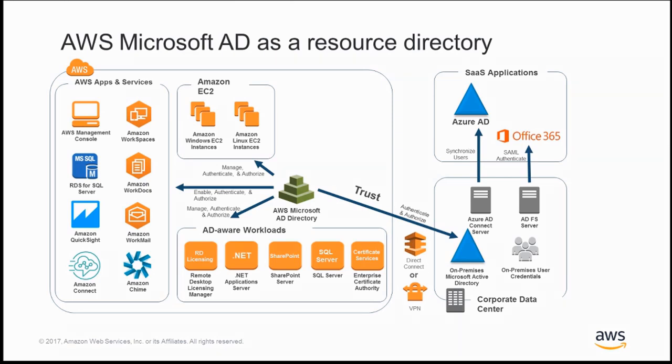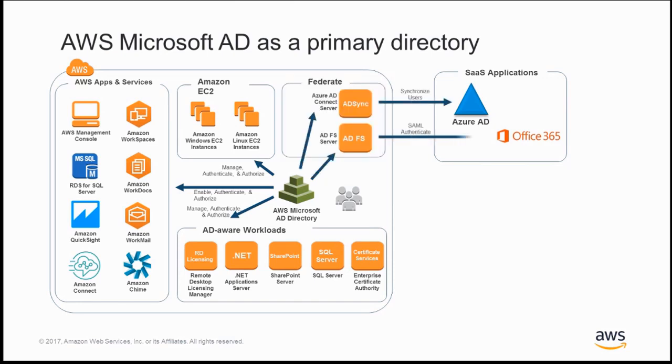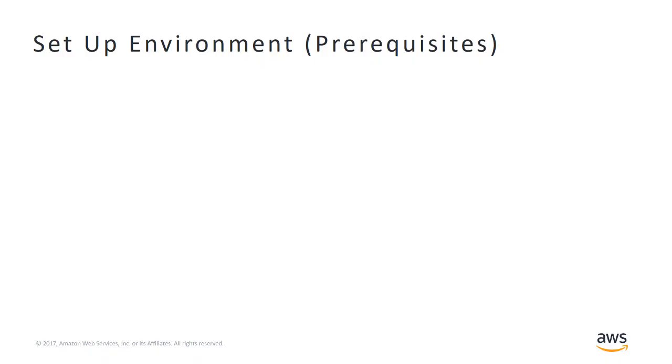The second deployment model with AWS Microsoft AD is to use it as a primary directory. Here, you do not have an on-premises Active Directory. Instead, you install AWS Microsoft AD directory in the cloud, and you administer your users in the cloud. In this case, you would add ADFS and Azure AD Connect on EC2 instances running in the cloud and connect those to Azure AD and Office 365. This allows you to synchronize the users and use SAML authentication. This is the model that we'll be covering throughout the rest of the presentation.